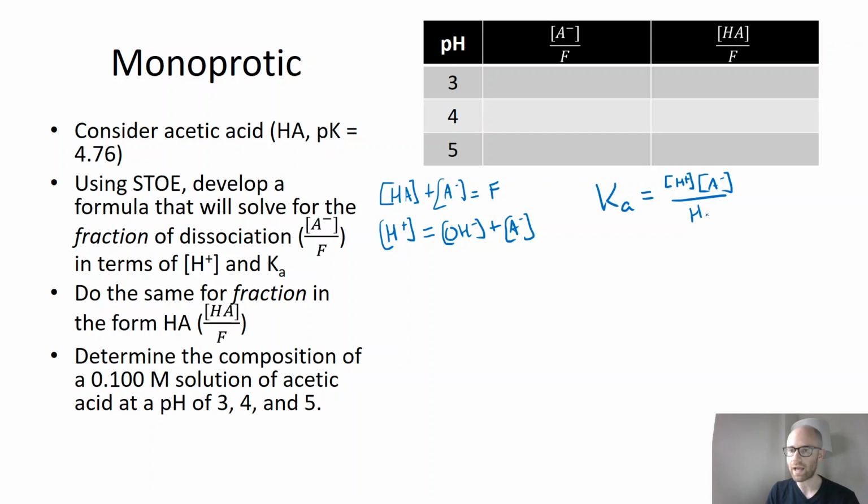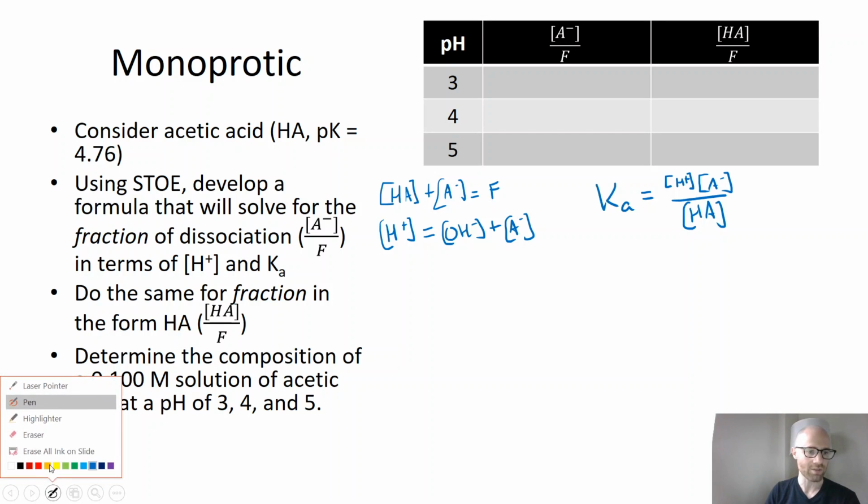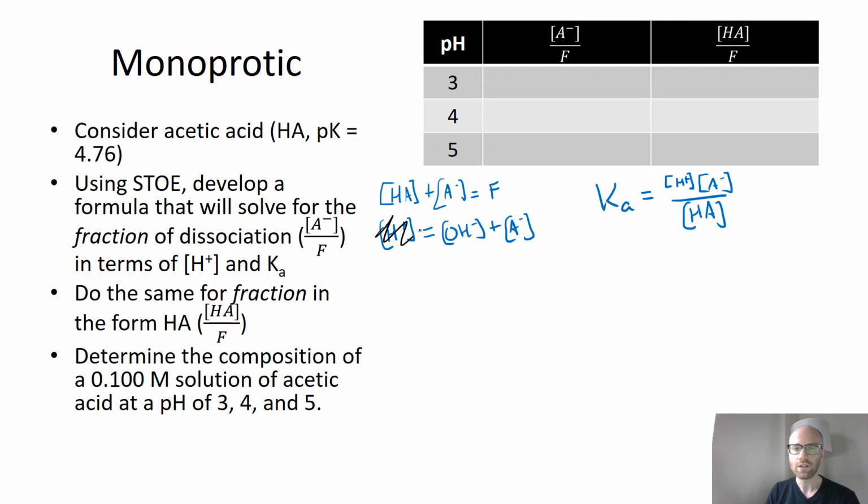So going through our systematic treatment, it gives us this. I'm going to get rid of one of these. There's a really good reason why we don't want to be using the charge balance here. The charge balance is true, obviously, it has to be.